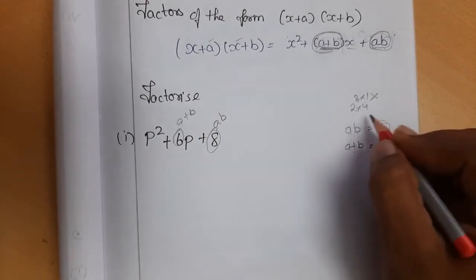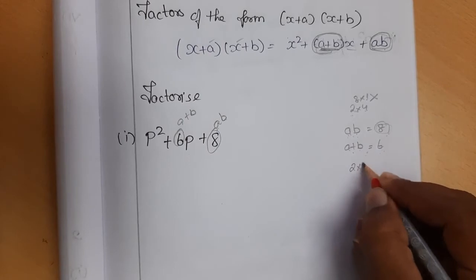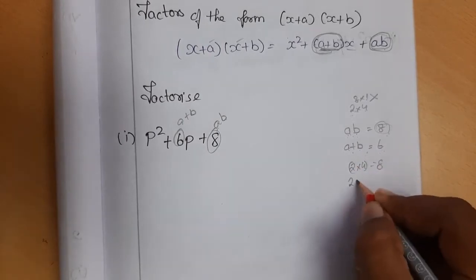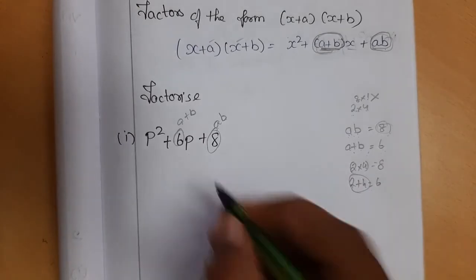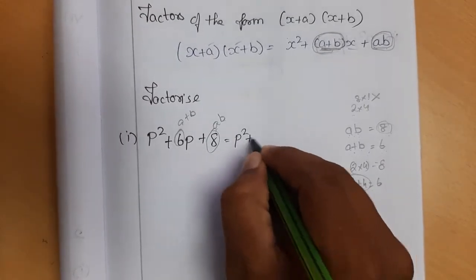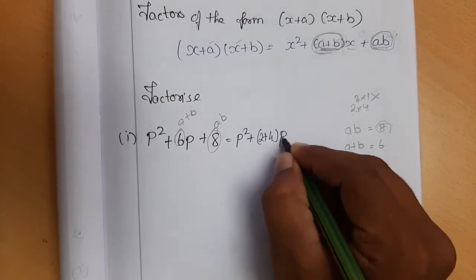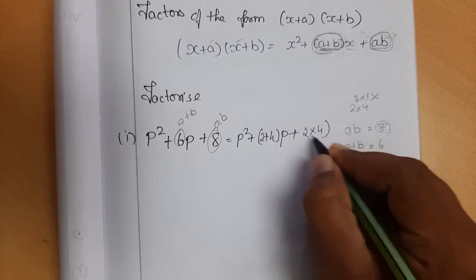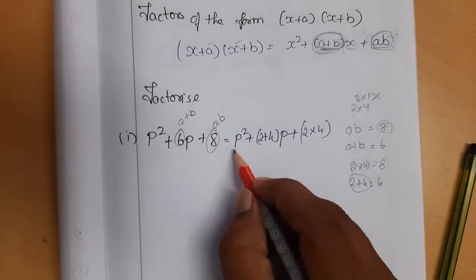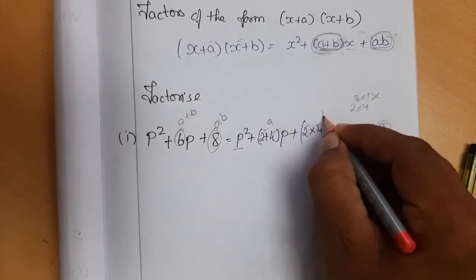If you multiply, we will get an 8. And if you add, will we get a 6? Yes, 4 plus 2 is 6. So 2 into 4 is 8, 2 plus 4 is 6. Then we can apply directly, right? So p square plus the sum, 2 plus 4, into p instead of x, that is the p, plus the multiple, which is 2 into 4. So this is the x, the 2 is the a, and 4 is the b.